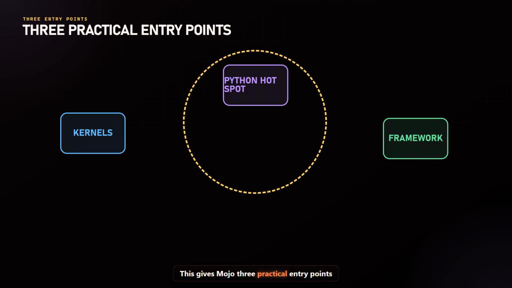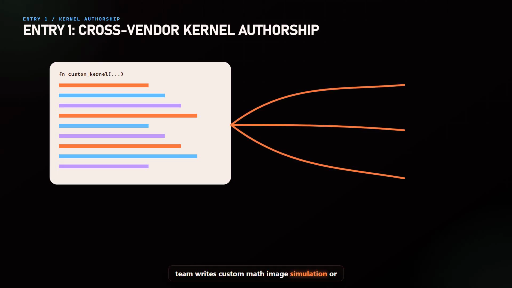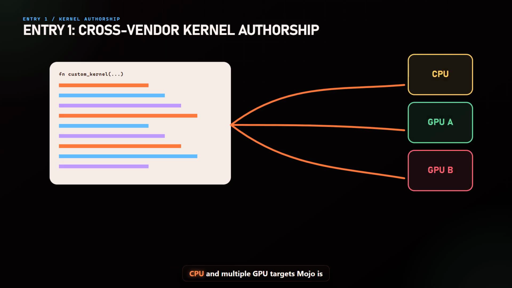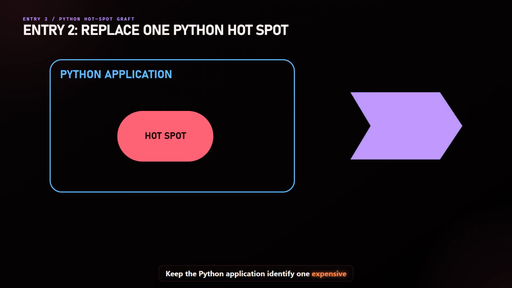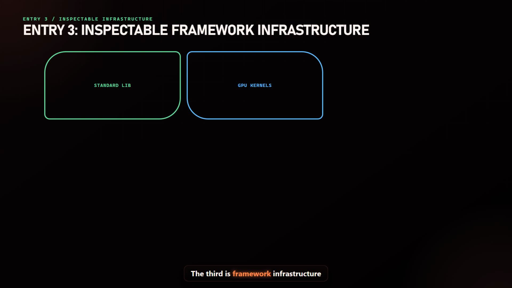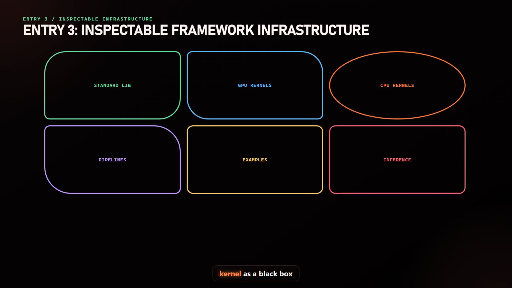This gives Mojo 3 practical entry points. The first is kernel authorship. If your team writes custom math, image, simulation, or AI kernels and wants one language spanning CPU and multiple GPU targets, Mojo is directly relevant. The second is the Python hotspot. Keep the Python application, identify one expensive operation, implement that operation in Mojo, and call it from Python. You do not need to rewrite the product to test the value. The third is framework infrastructure. Modular's repository includes an open standard library, GPU and CPU kernels, model pipelines, examples, and inference components. A team can inspect and extend parts of the stack instead of treating every kernel as a black box.